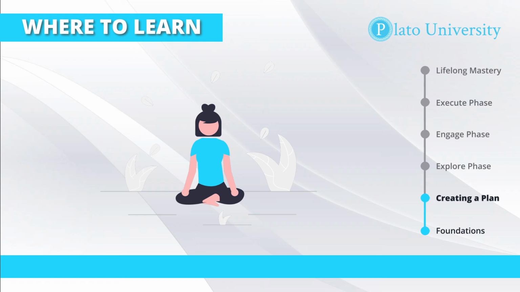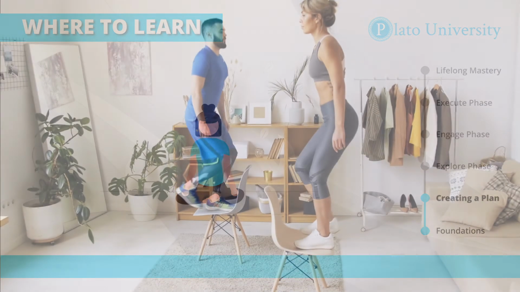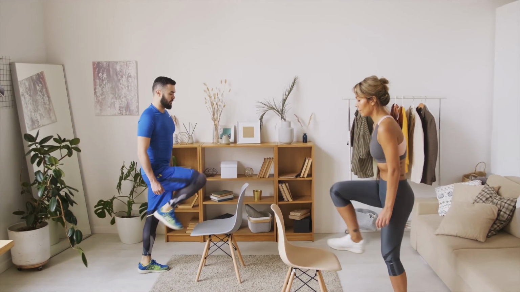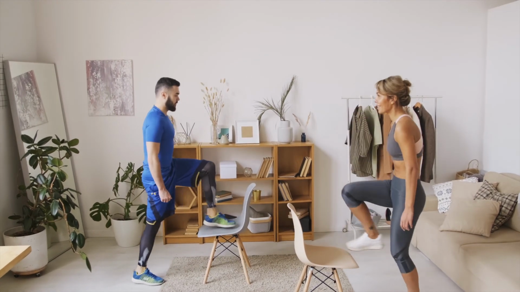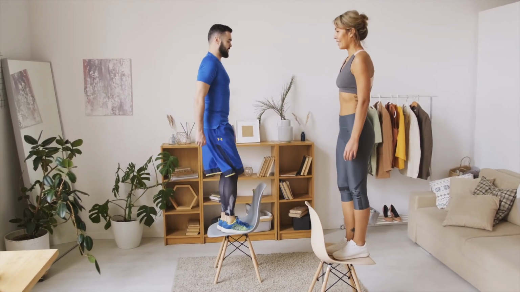BDNF is a protein that promotes sprouting of dendritic spines on neurons. Having spines available means it's easier to make new neural connections. Even just one single exercise session can raise BDNF levels, but regular exercise raises them even more.